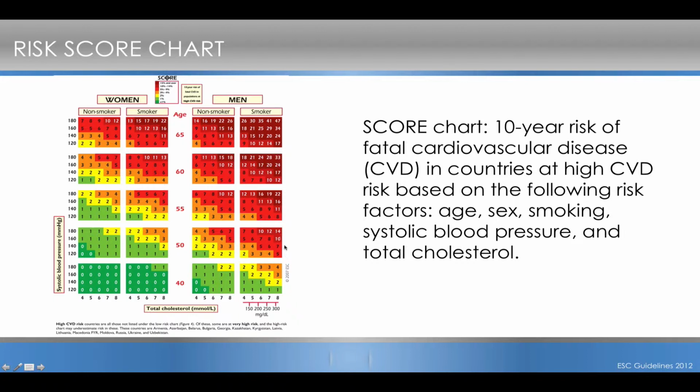So for example, if you're a 50-year-old man who is a smoker with a high cholesterol up to 8 and a high blood pressure of 180, then you have a 14% chance of a cardiovascular event over the next 10 years. And you can see as you add 5 years to your age, the risk increases up to 47% over the next 10 years once you reach the age of 65 with those risk factors.